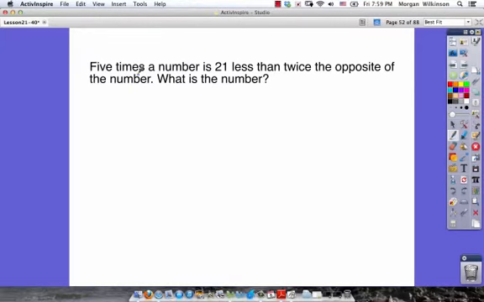Here we have 5 times a number is 21 less than twice the opposite of the number. What is the number? We're going to go through the same process we did in our last example. 5 times the number, that's 5n. Is, so equal to, 21 less, so we're going to be subtracting 21 from something, then twice the opposite of the number. So twice the opposite of a number must be 2 times negative n. Twice the opposite of a number. And remember, it's 21 less than that, so minus 21.